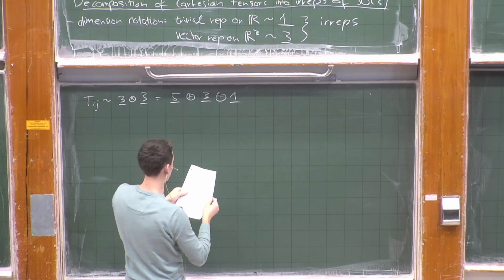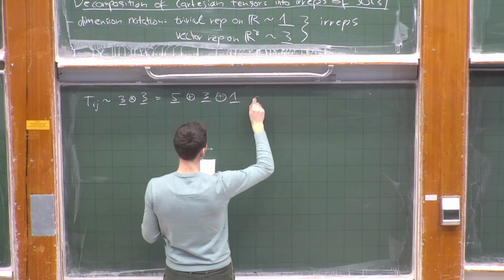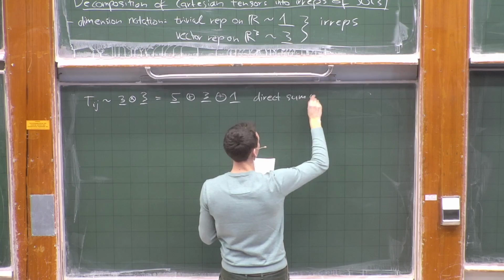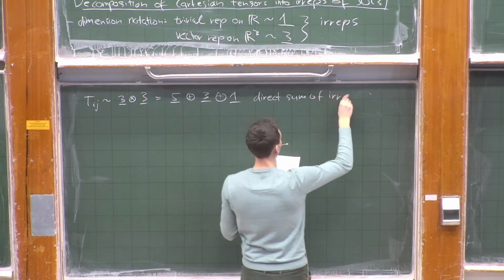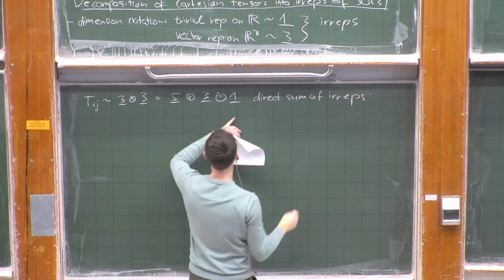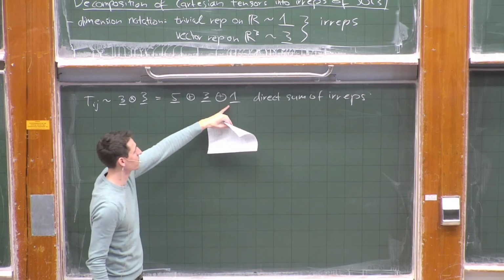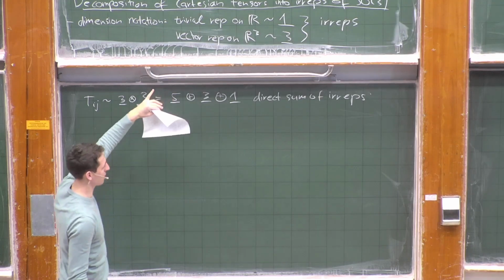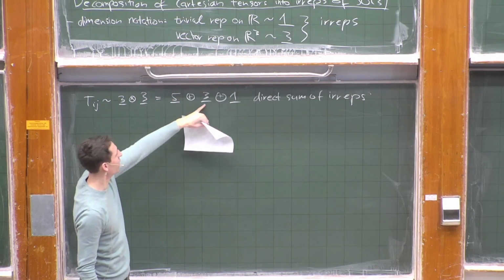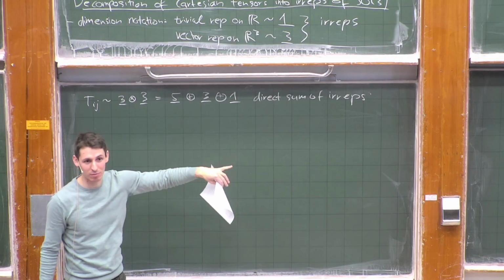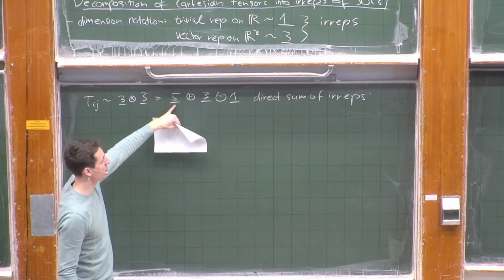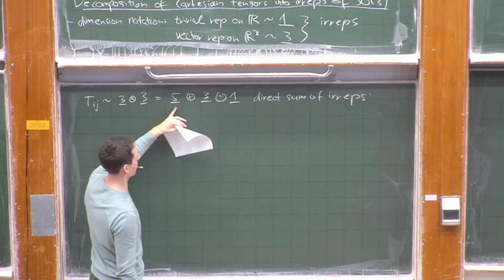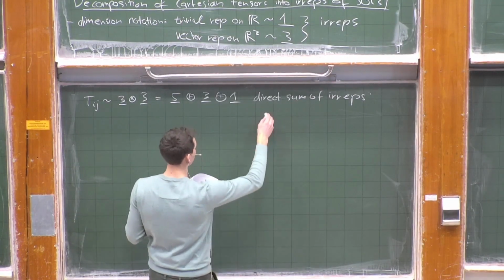And then this here is a direct sum of irreps. Where this scalar part here, this invariant part, one-dimensional part, corresponds to the subspace corresponding to the trace. The 3-dimensional part is the antisymmetric part of the Tij, and the 5-dimensional part is the symmetric and traceless part. So these are the 3 irreducible representations which one gets.